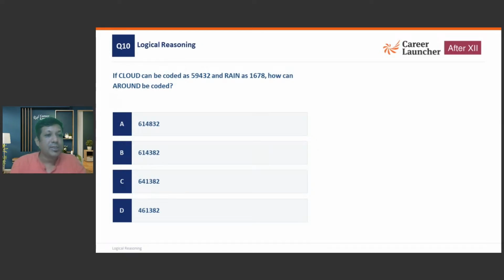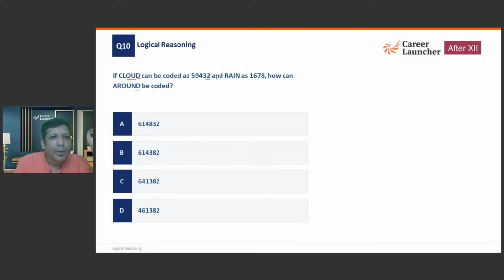So now let's start this one. Cloud, again a 5-letter word. Rain is again a 5-letter word. So in cloud and rain, is there anything common? I don't know, so let's look ahead. This ends with D. This ends with D. So I am looking for a 2 ending with 2. Every alphabet is ending at 2.